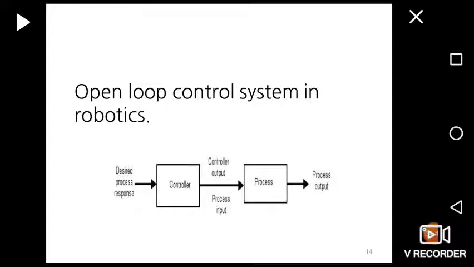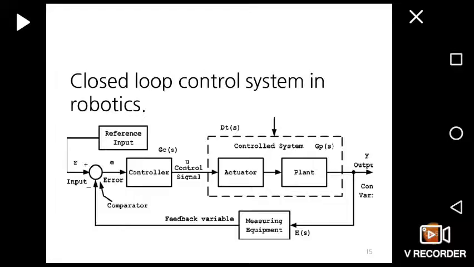Robotics control. Open loop control of robotics. The desired response is given to the controller. The controller output is directly given to parts of the robot. This is called open loop control.